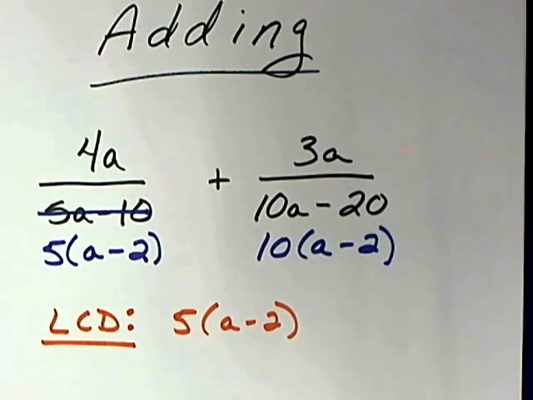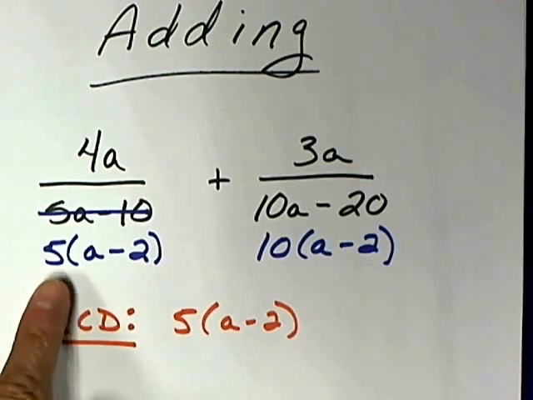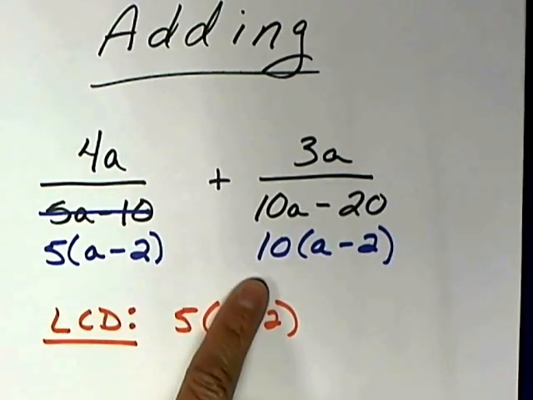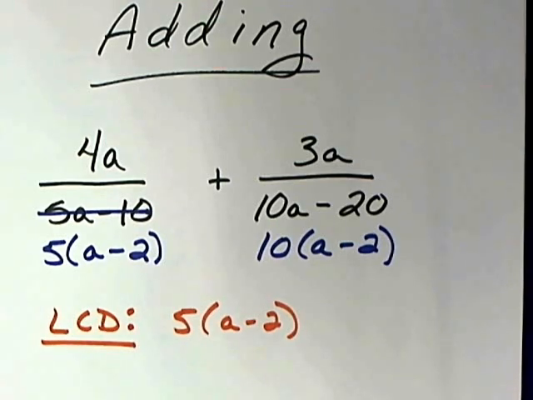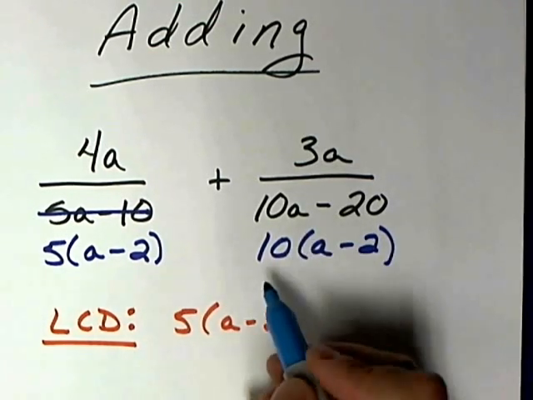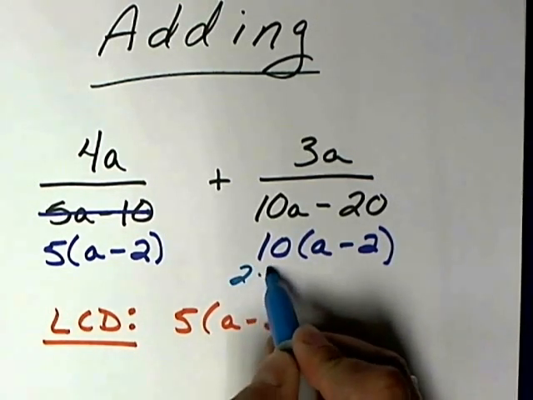Oh, wait a second, though. Be careful here. This is just a regular old number. What's the common multiple that the 5 and the 10 share? 10 could be factored further. 10 is the same thing as 2 times 5.